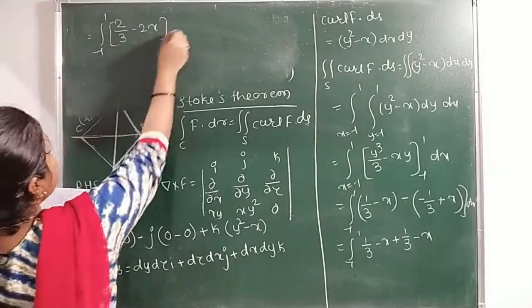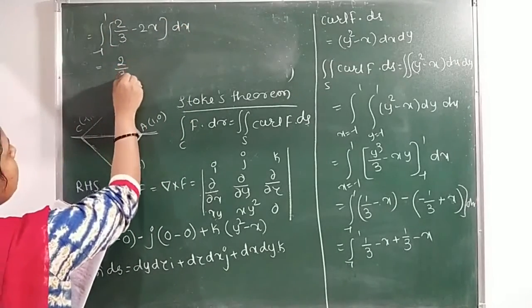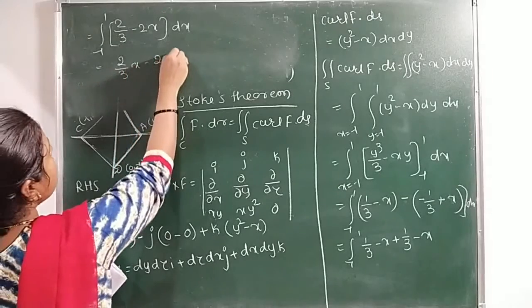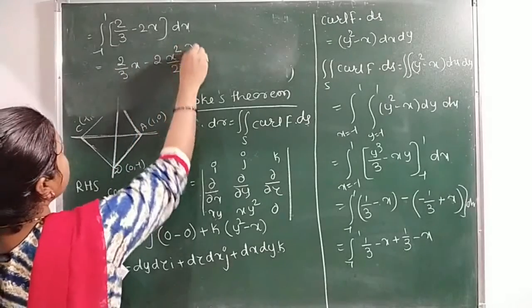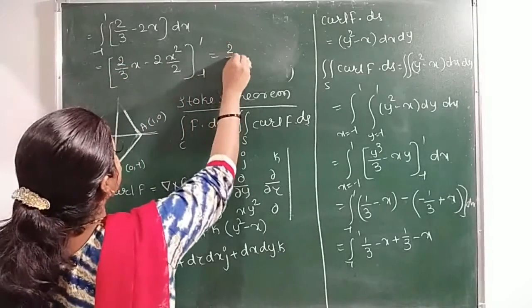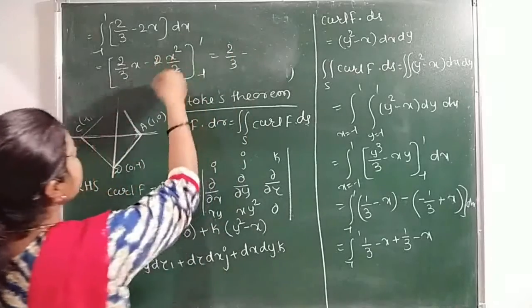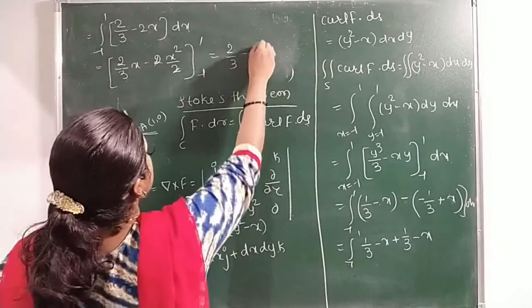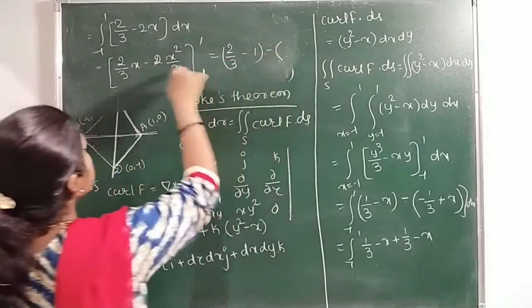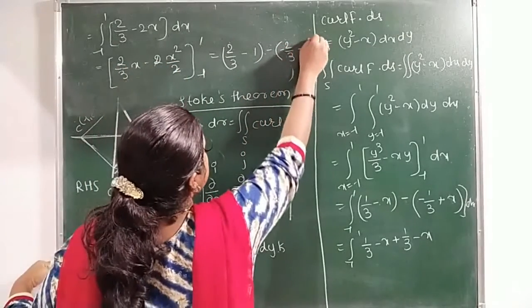Now we have to apply the integration with respect to x. That is 2 by 3 x minus 2x square by 2, from minus 1 to 1, is equal to 2 by 3. Substitute the upper limit first, minus 2 to get cancelled here, minus 1. Now minus, substitute the lower limit, minus 2 by 3 minus 1.